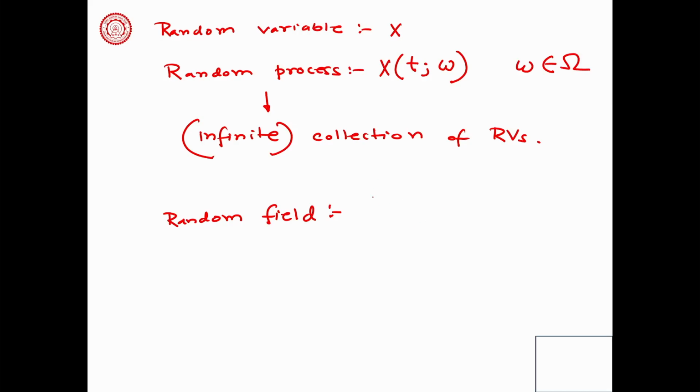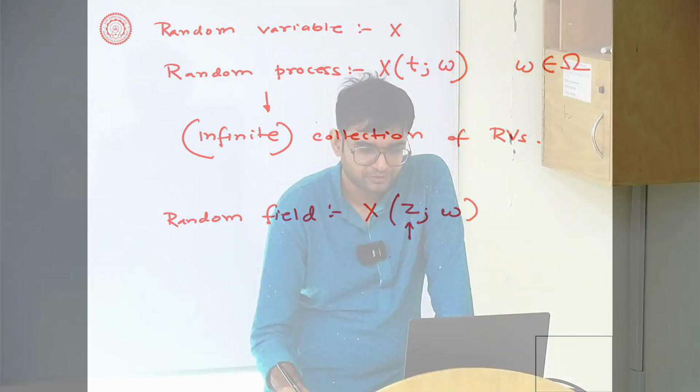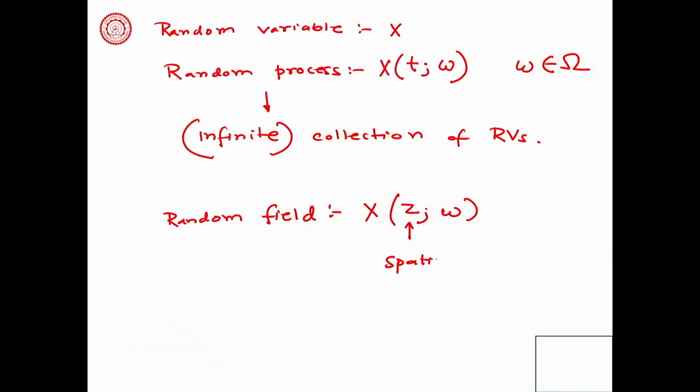So, you can write it as x, where x is small x, okay, I should not write small x, maybe I should write z or something, I do not know. So, you will write it like this, where this is my spatial coordinate now, spatial coordinate.